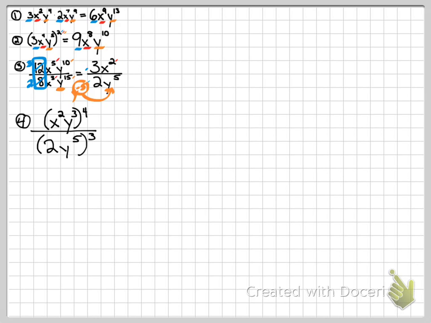Okay, so we've done some of the more basic ones. Now it's time to get into the more serious ones. You'll notice on this problem I have a parenthesis on the top with a 4 on it, and then I have a parenthesis on the bottom with a 3 on it. So top and bottom are going to be 2 separate problems here.